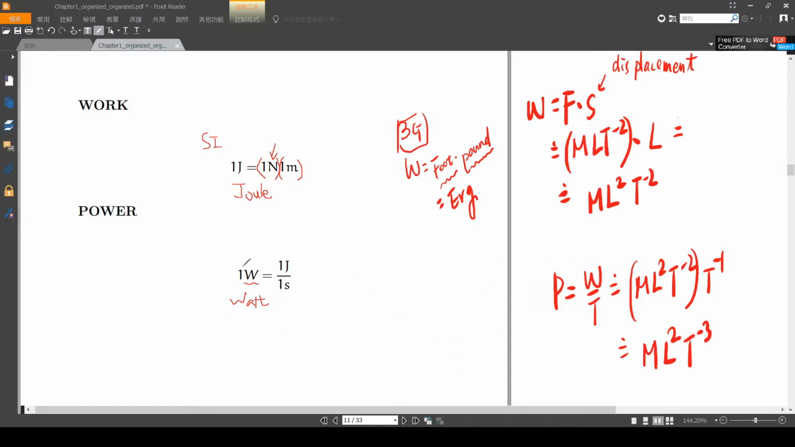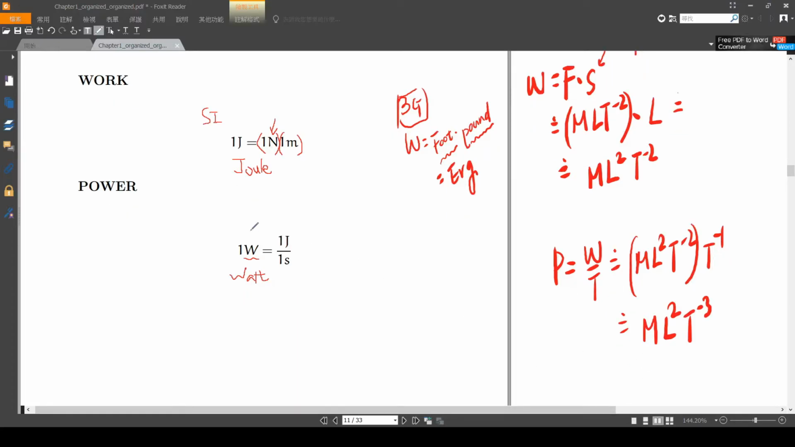Then this is the unit. 1 watt is equal to 1 joule per second. Okay? This is the basic analysis of the unit and the dimension. Okay? Next part.